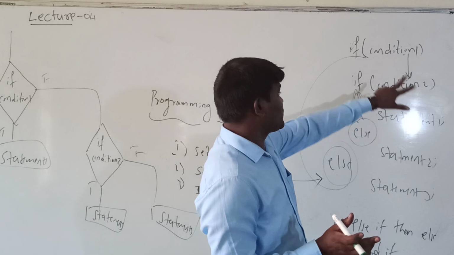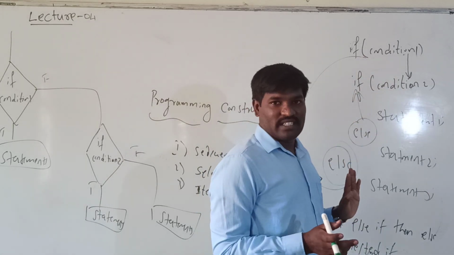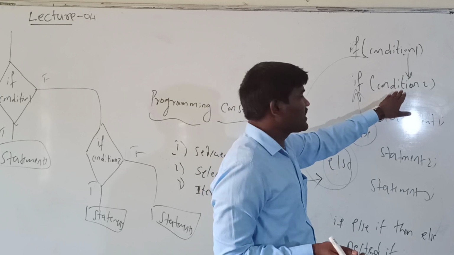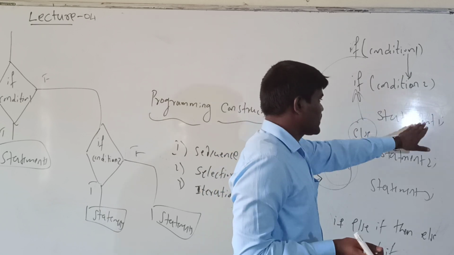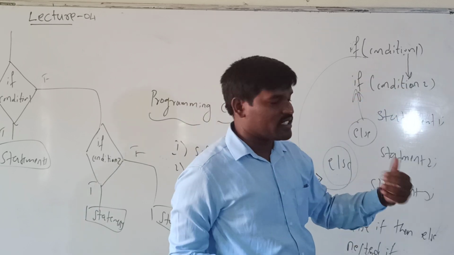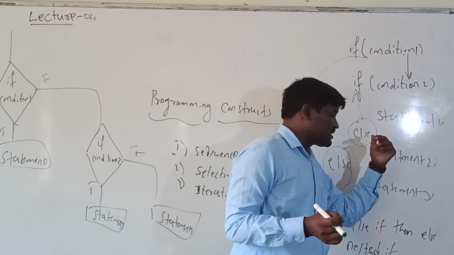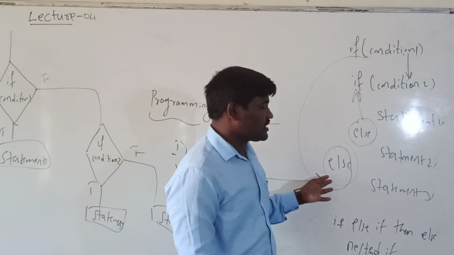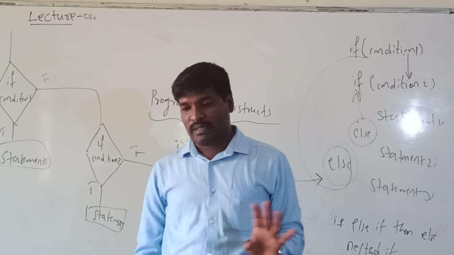So nested if means an if inside the if condition. If condition 1 is true, next it will check condition 2. If that is also true, it will execute statement 1. Suppose condition 1 is correct and condition 2 is false, it will execute the else that belongs to the inner if statement. So this is the nested if statement.